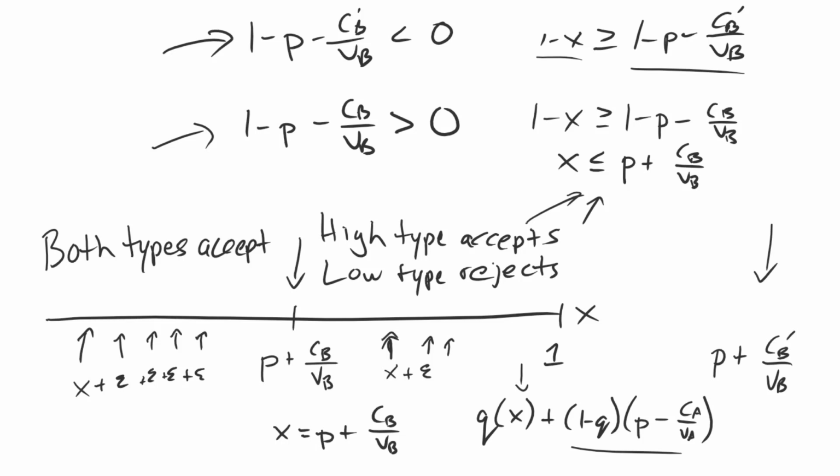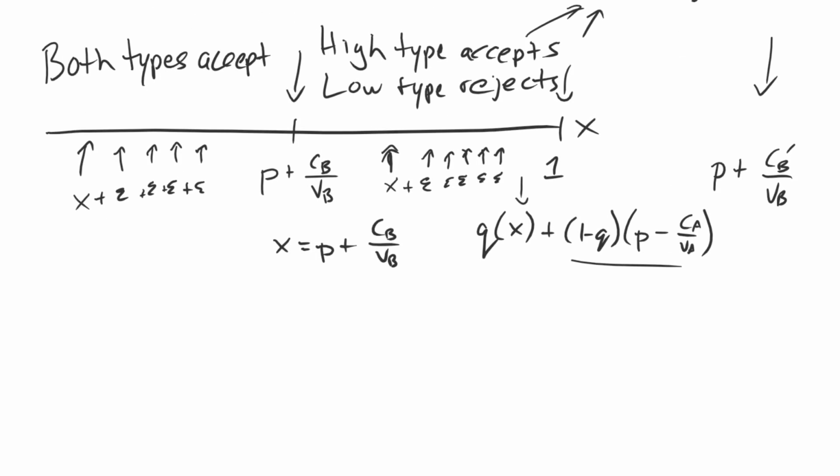So none of these values can possibly be optimal because you could keep adding epsilon more and more and more and always get a little bit more out of the high cost type. This is true up until you hit the value 1. Once you get to 1, that is the most that A can possibly demand. We can't exceed it. So if you want to make a demand that the high cost type will accept and the low cost type will reject, that optimal demand is going to be X equal to 1.